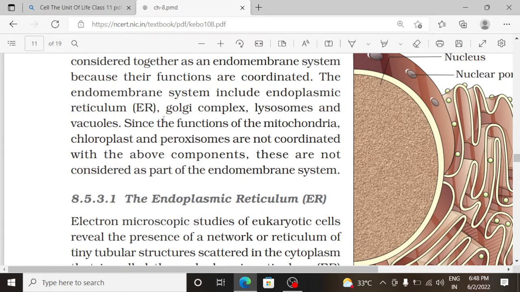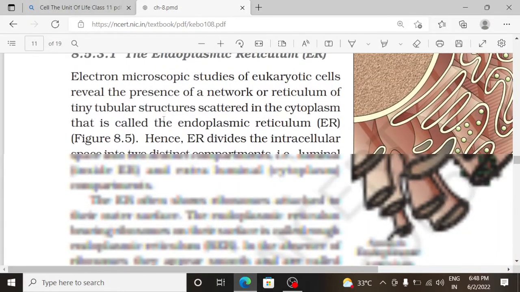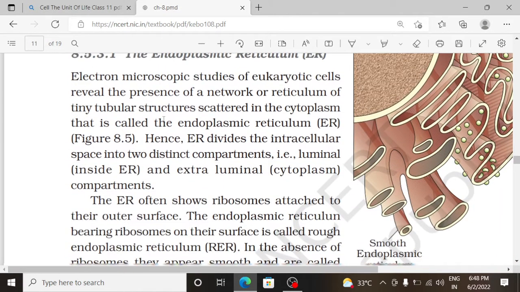The endoplasmic reticulum. Electron microscope studies of eukaryotic cells reveal the presence of a network or reticulum of tiny tubular structures scattered in the cytoplasm, that is called the endoplasmic reticulum, ER. Hence, the ER divides the intracellular space into two distinct compartments, that is luminal, that is inside the ER, and extraluminal, that is the cytoplasm compartments.